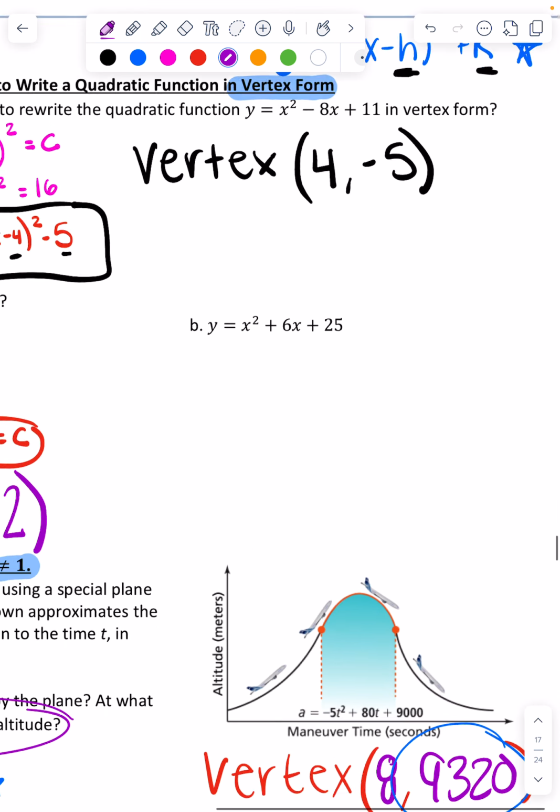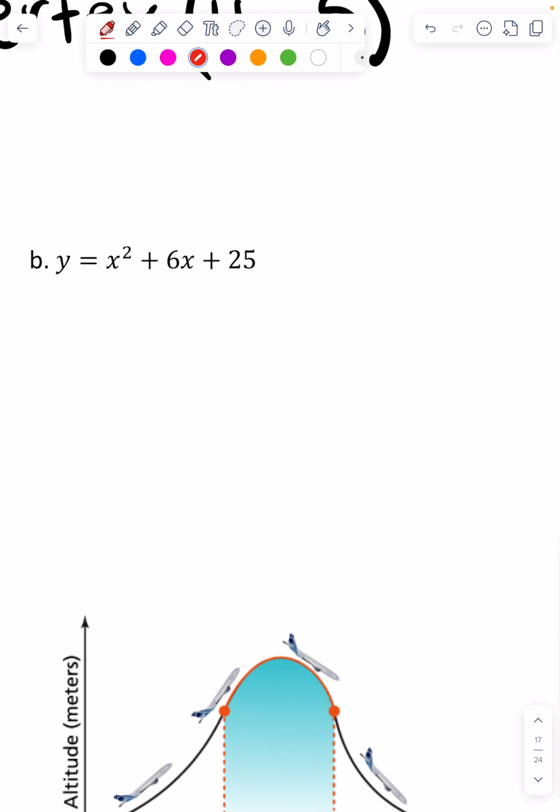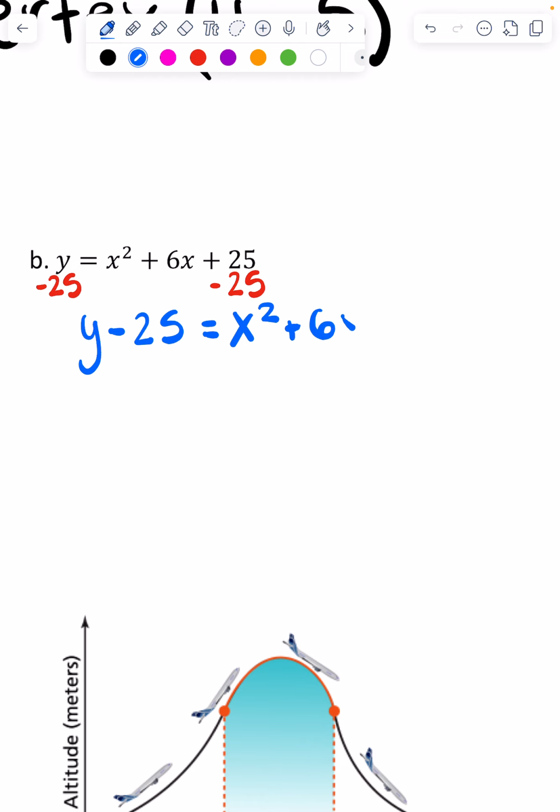All right, last one in vertex form. First step, let's get rid of that c value. There's not going to be two numbers that multiply to c and add to b that are identical. So we got to get rid of that c value, come up with our own. On the left-hand side, we have y minus 25. Right-hand side, x squared plus 6x. Let's add in our blanks on both sides.